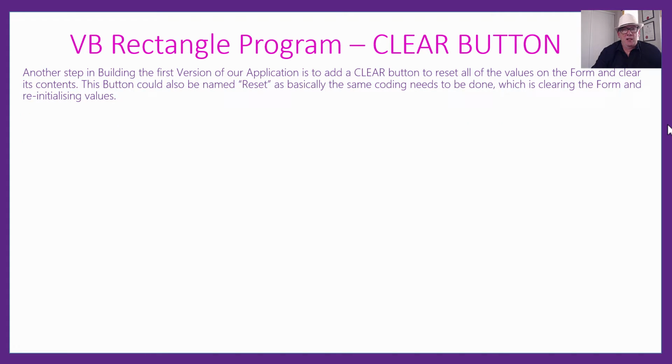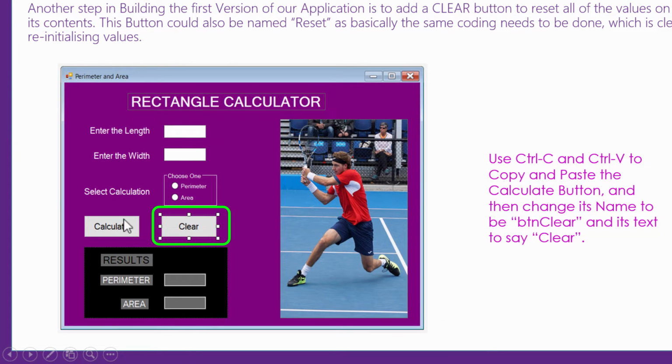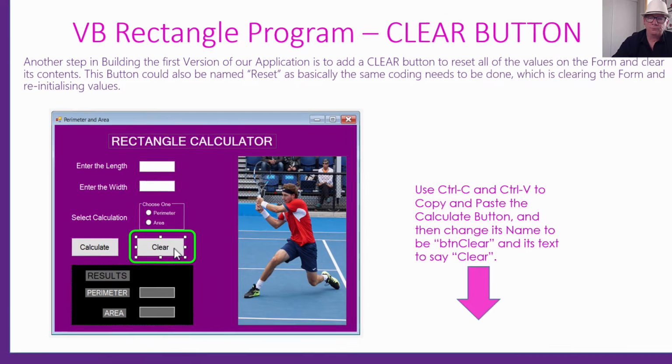All right, so the clear button, as we saw, just clears everything off the form so we can do a new calculation without having to exit the application and restart it again. So we just need to make a clear button. The easiest way to do it is to actually click on your calculate button and just go Control-C to copy it, and then go Control-V, move the copy over here into position. That way everything's the exact same size and neat. And just change the text property in the name of this one to say clear instead of calculate, and change its name to BTN clear, okay?